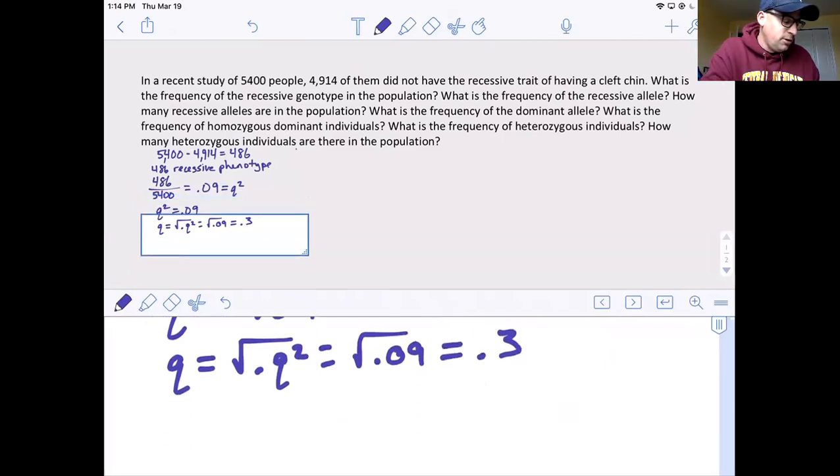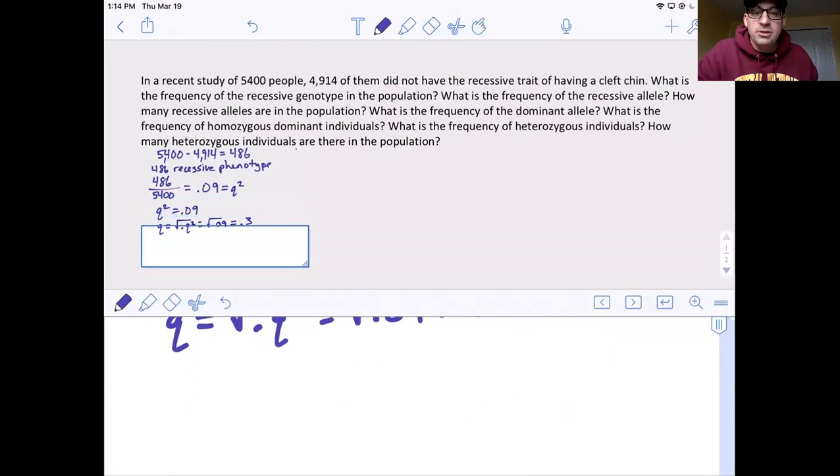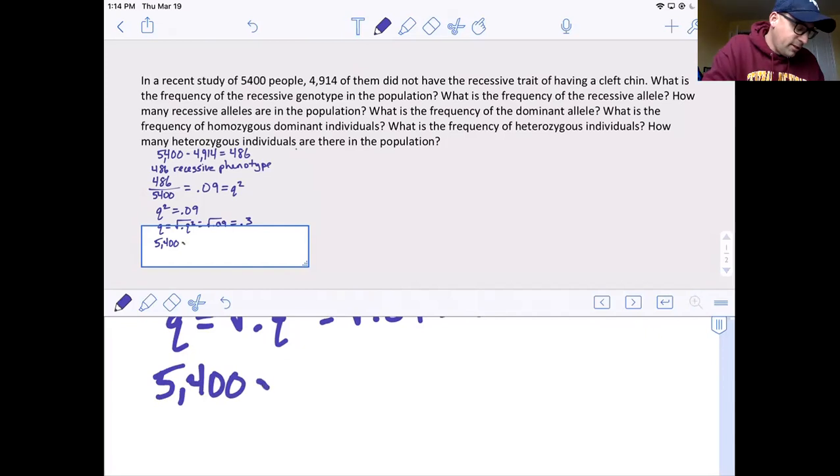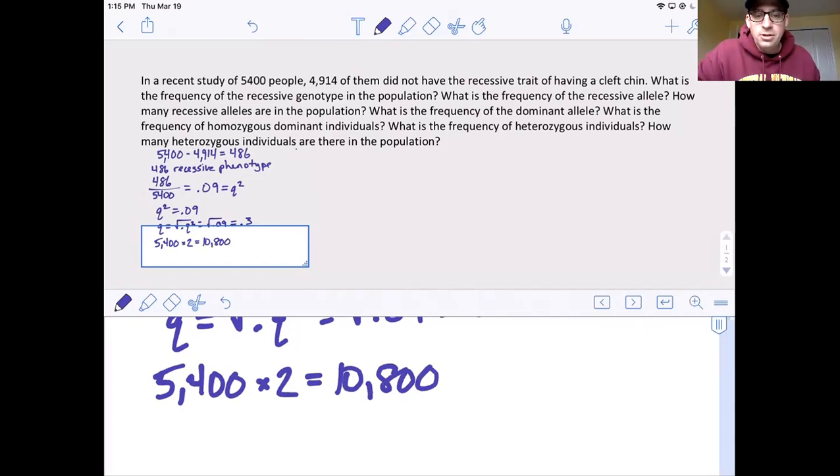Now this next question is kind of tricky. It says how many recessive alleles are in the population? So for this one, I've got to first figure out, well, how many total alleles are there in the population? Well, if I have 5,400 people and each one of them has 2 alleles for this particular trait, then for this trait, there are going to be 10,800 total alleles in the population. And from that, I know that 30% are recessive. 30% of the alleles in this population are recessive.